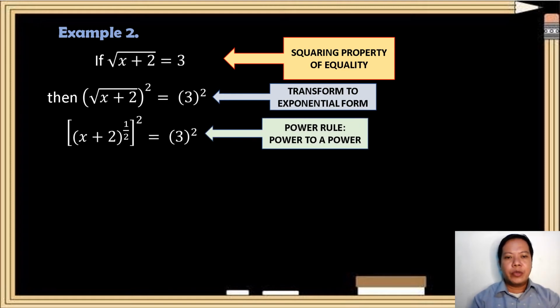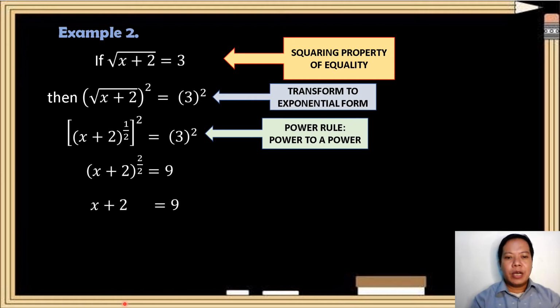Then after that, we're going to apply the power rule, which is power to a power, for the exponents on the left side of the equation. 1/2 times 2, or 2 times 1, we have 2 over 2. And then simplifying, 2 divided by 2 is 1. So it's in the first power. So we write x plus 2 is equal to 9.